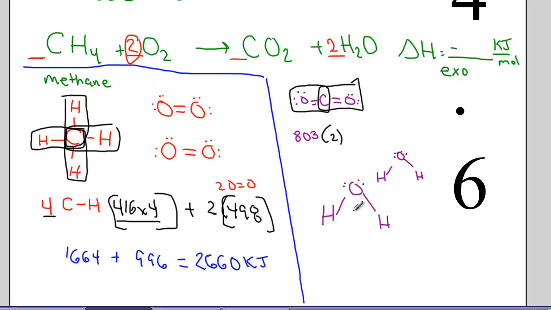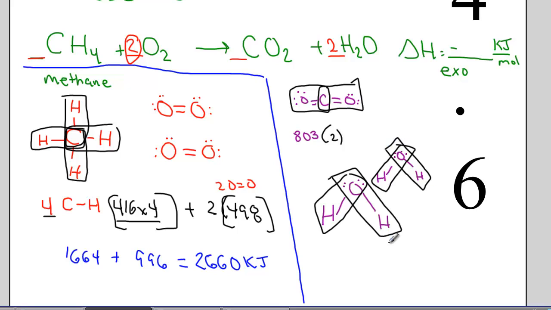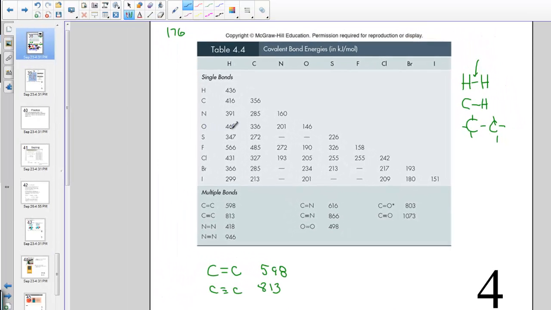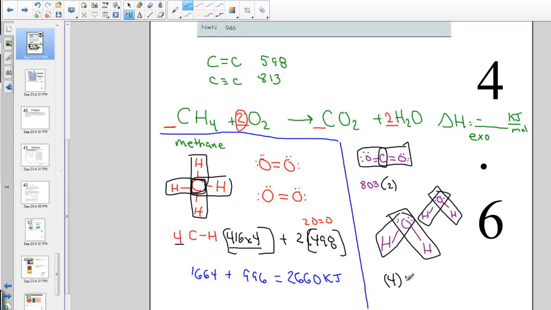And what do we see in 2 water molecules? Well, I count 1 OH single bond, 2 OH single bond, 3 and 4 OH single bond. So I have 4 groups of OH single bond. Let's use our table. What is an OH single bond? O connected to H? Well, that's 467 kilojoules of heat. 467.